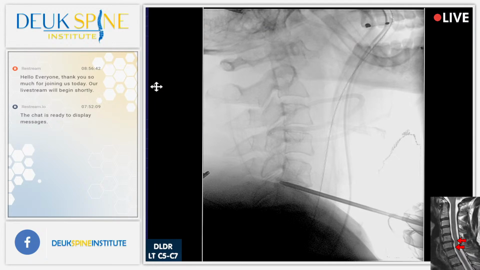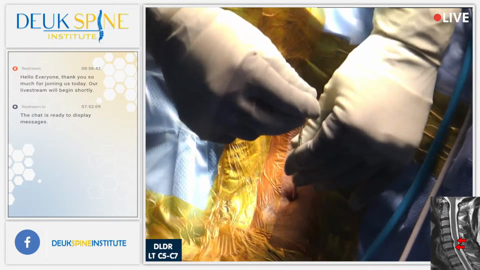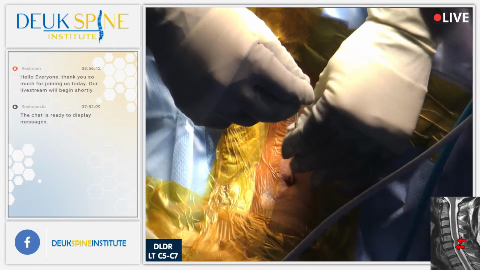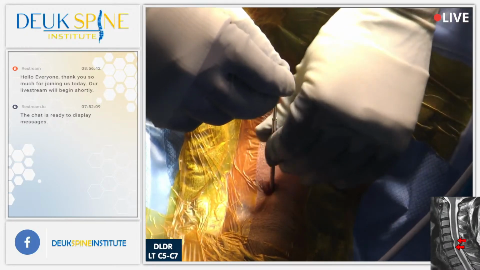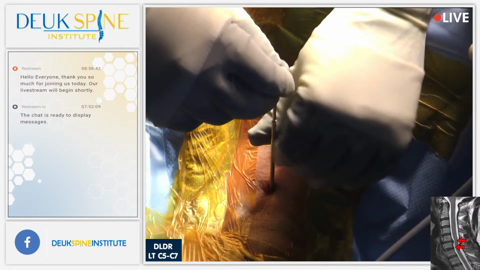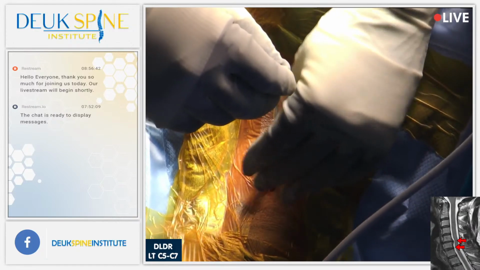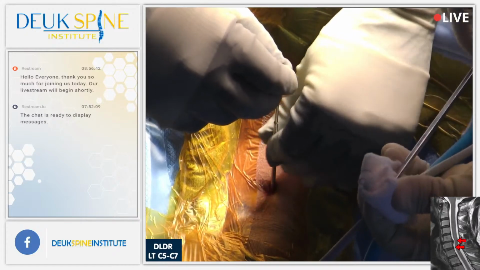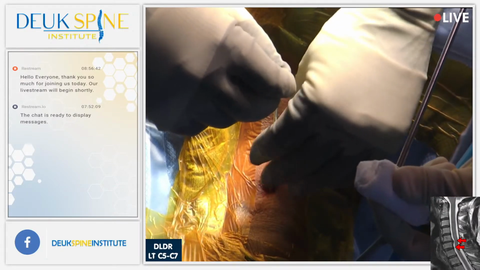The Duke laser disc repair, this surgery you're watching, is the only surgery in the world that actually does what's right, which is to remove the herniation and clean the tear from which it came out of so that the tear will seal. There's no other surgery in the world that does that. And we were the first to do it 16 years ago. So in 2006 was when we did the first Duke laser disc repair. And how many years ago was that? That's now 17 years. Going on 17 years.